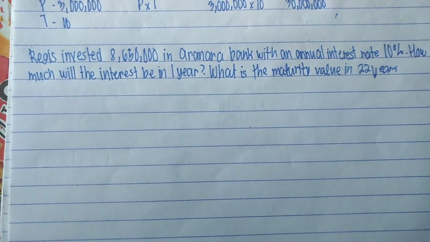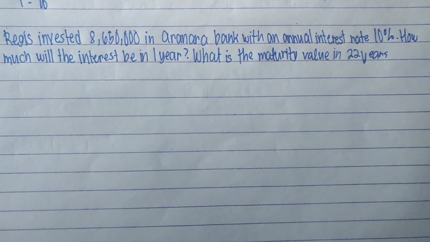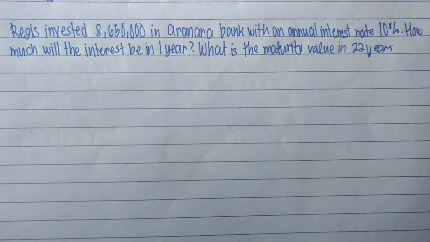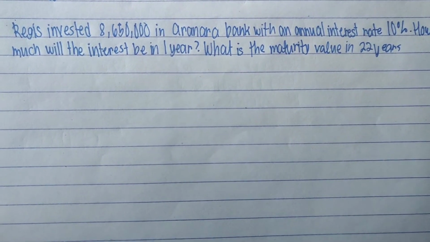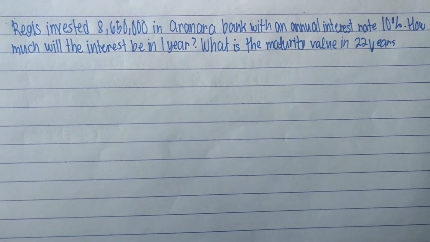So this will be our last activity for simple interest. Regis invested 8,650,000 pesos in Aranara Bank with an annual interest rate of 10%. How much will the interest be in 1 year? What is the maturity value in 22 years?